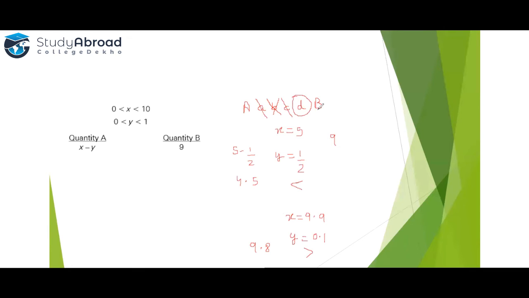So basically, what did I do in this case? I selected the extreme values. For X, I selected 9.9. For Y, I selected 0.1, and I was able to refute the thing that I proved earlier. So this is how you need to select a different variety of numbers in order to refute the thing that we proved earlier and get to the correct answer quickly. Okay. Now let's move on to our next question.